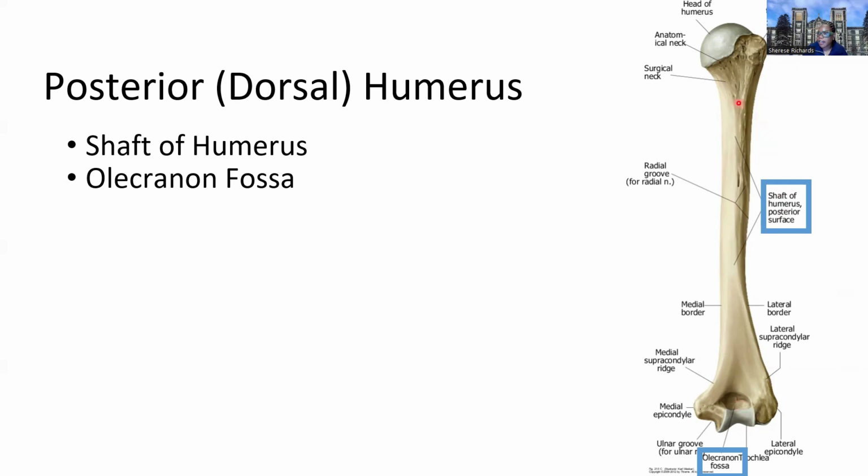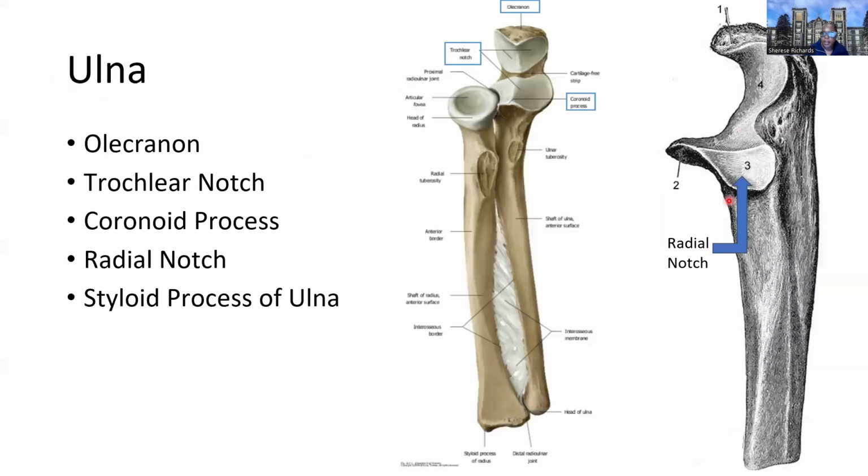And then just looking at the shaft as well, the shaft is the same as it is for all long bones. It's really just the middle elongated, cylindrical part of the bone being the shaft. Let's look at the forearm bones, so the ulna and radius.